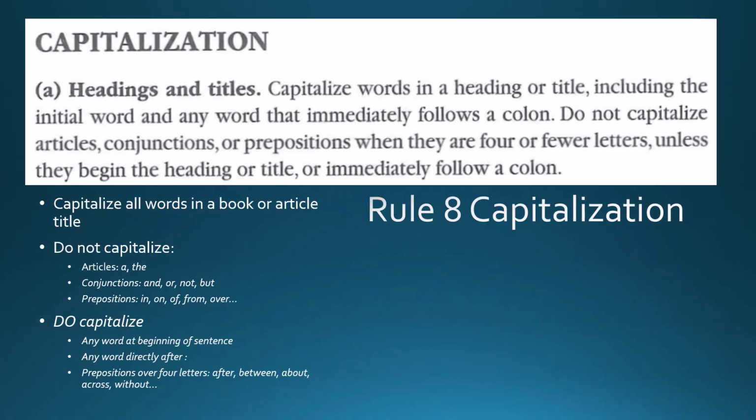For both book and article titles, always remember to capitalize according to Rule 8. You generally capitalize each word in a title. The only words that are not capitalized are articles like a or the, conjunctions like and or but, and prepositions of 4 or fewer letters. Regardless of this, always capitalize the first word in a title and the first word after any colon.